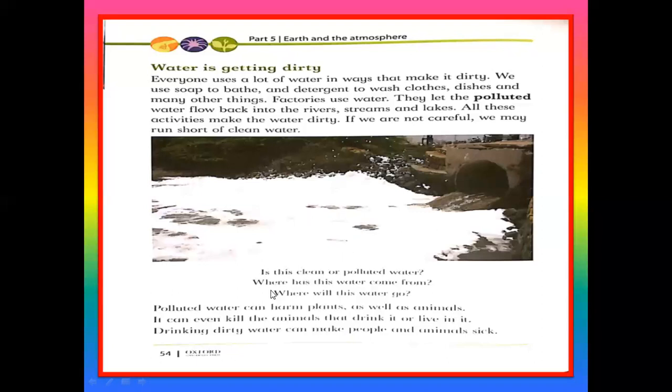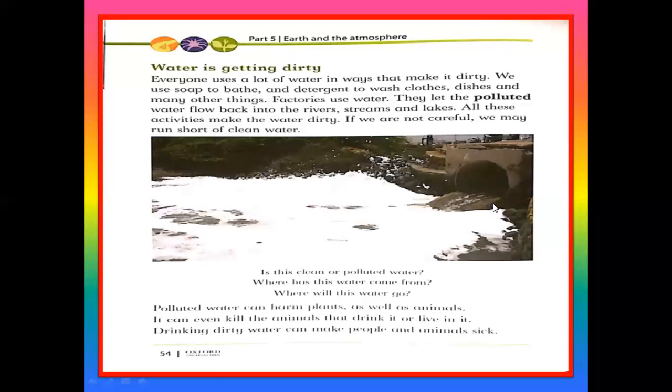Now, the next question is, where has this water come from? You can see here that this water is coming from the homes and from the factories. And when this polluted water flows back into the rivers, streams and lakes, what happens? The water of the rivers, streams, lakes and oceans becomes dirty. Is it clear? The next question is, where will this water go?